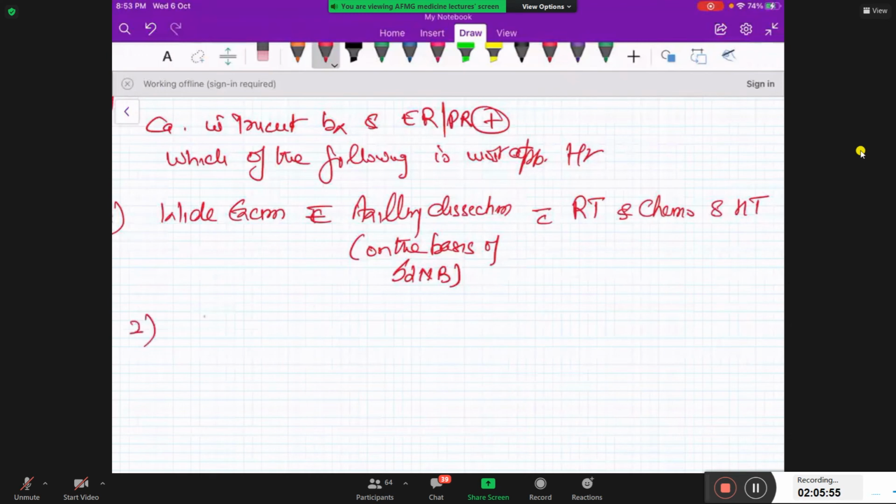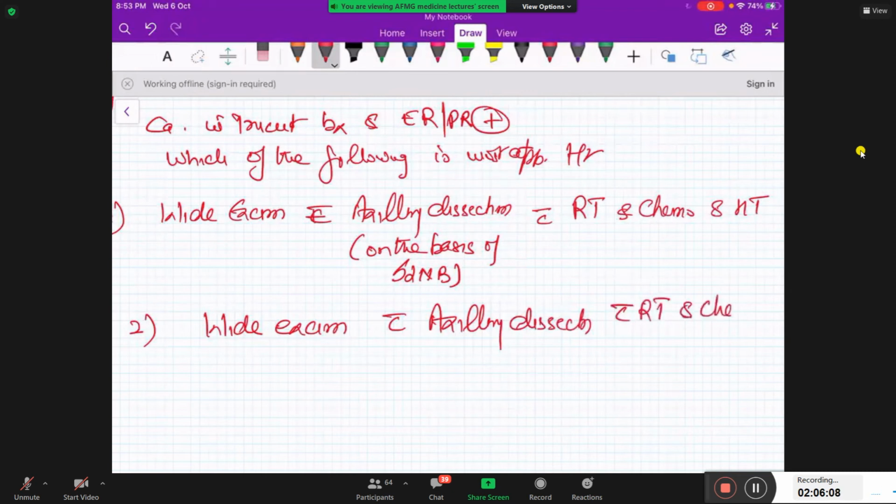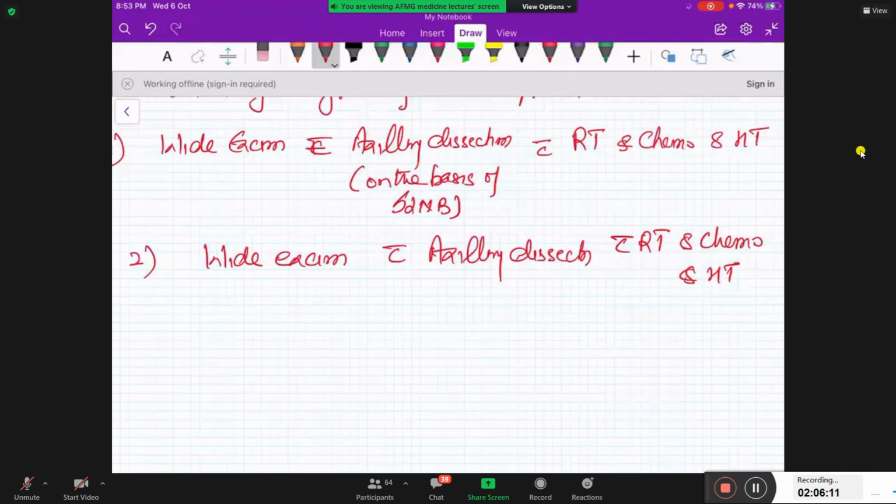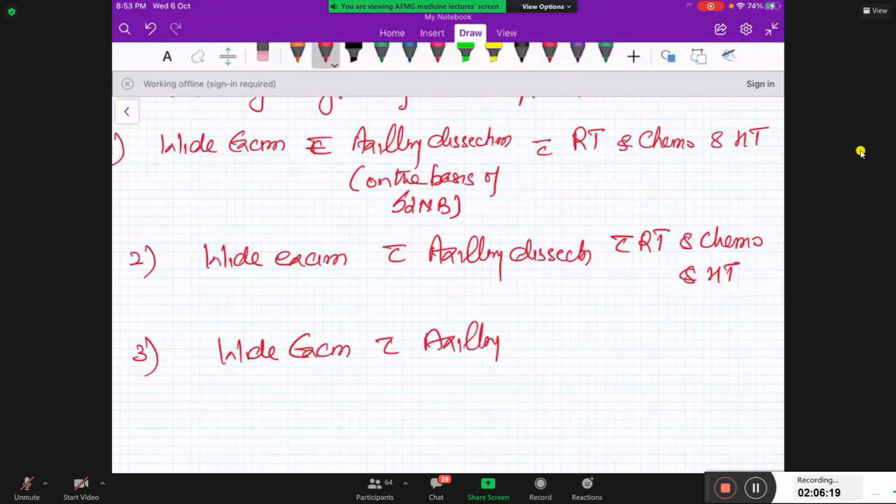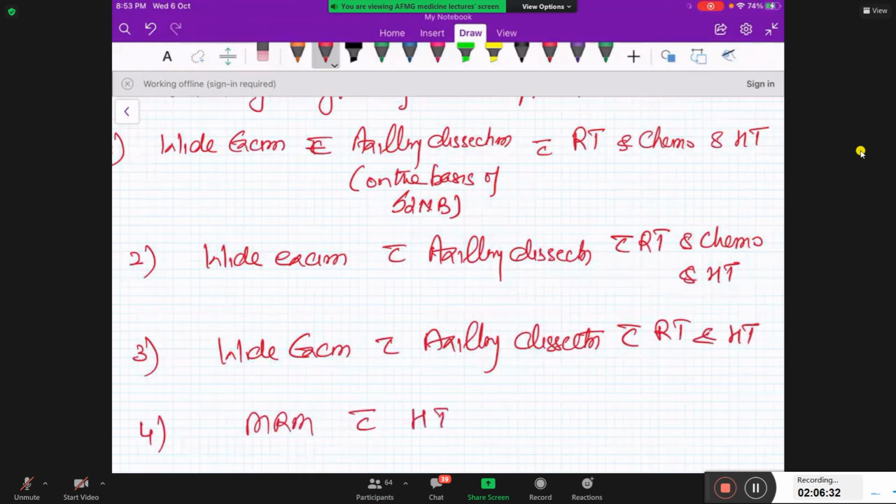Second, wide excision with axillary dissection with radiotherapy and chemo and hormone therapy. Third, wide excision with axillary dissection with radiotherapy and hormone therapy. Fourth, MRM with hormone therapy.